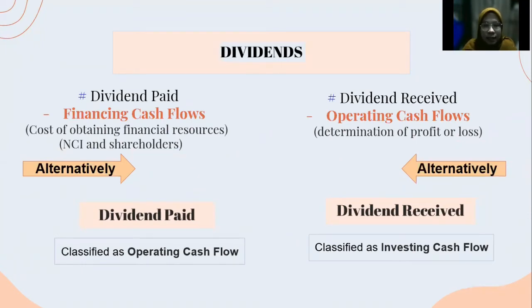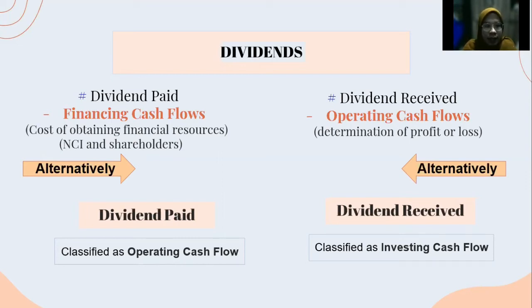Next, how do we classify the cash transactions related to dividends? As a rule, dividend paid is in financing activities because it is a cost of obtaining financial resources. When you issue shares, there is equity financing and you pay the dividend coming from those investments paid by the shareholder. So it is classified as financing activities.